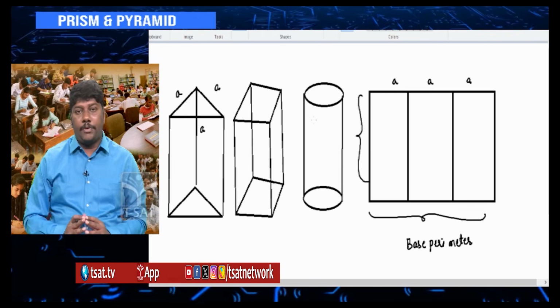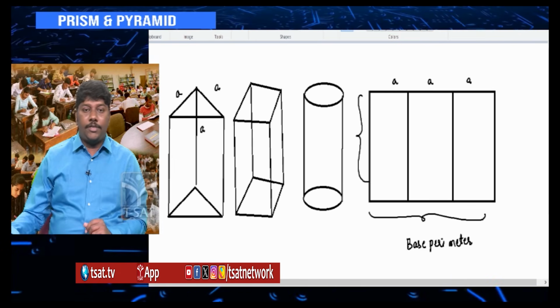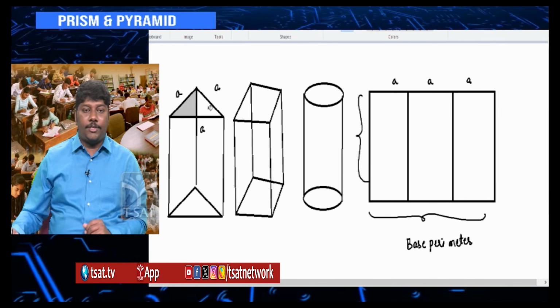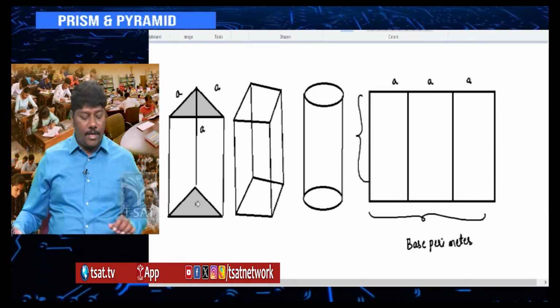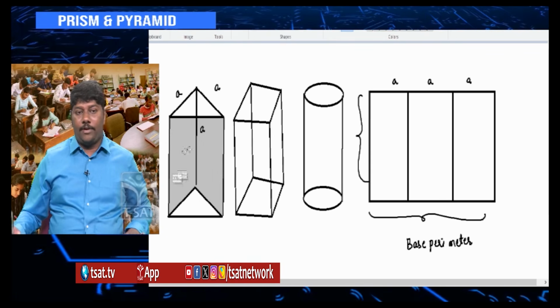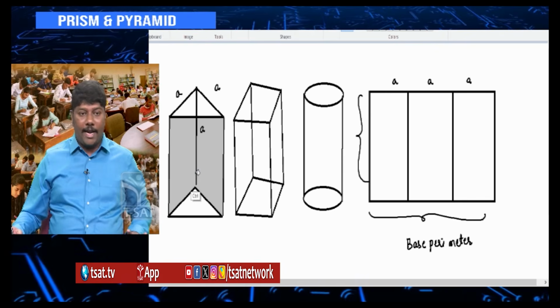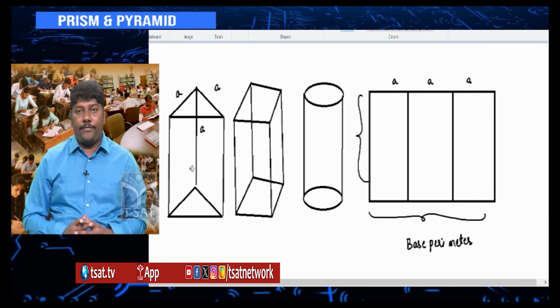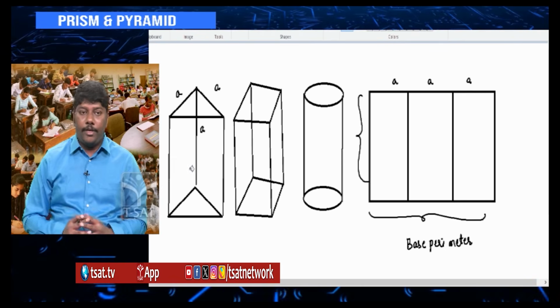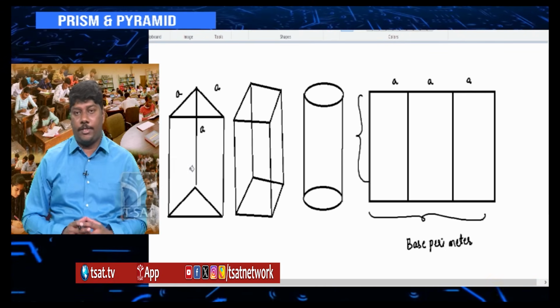So how do I get the total surface area? What are the surfaces which I am missing? Look here, I am missing these two surfaces. I am not getting this triangular surface and this triangular surface. I have covered all the other surfaces except these two triangles. So this is called lateral surface area, only the surface area of the sides. If I include those two base areas also, then I will get the total surface area of the prism.